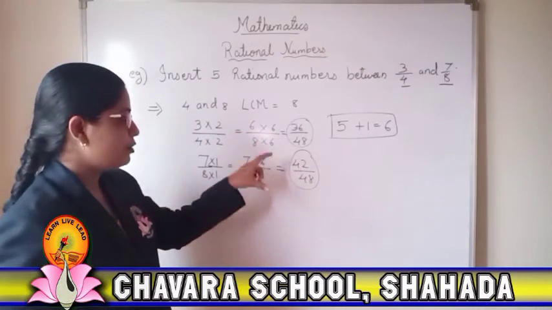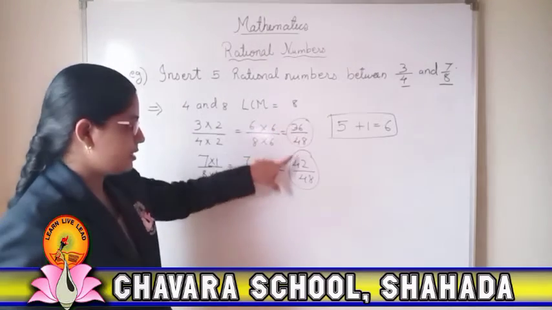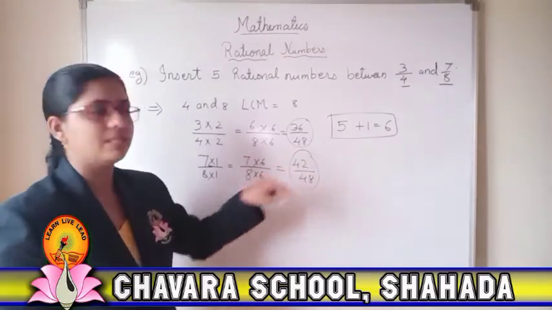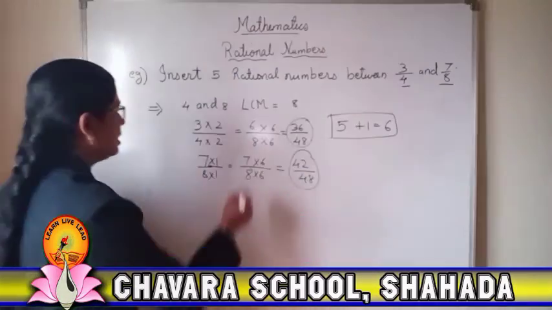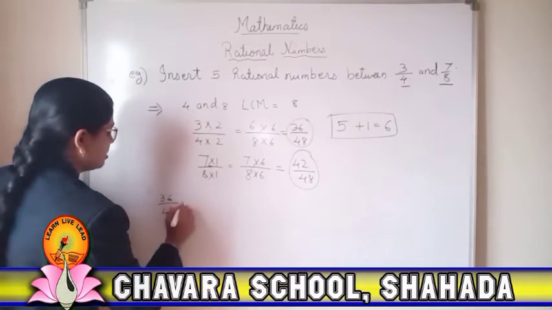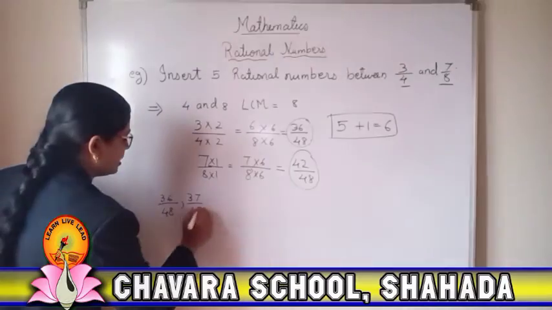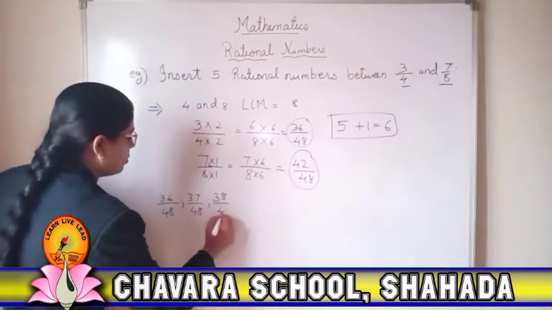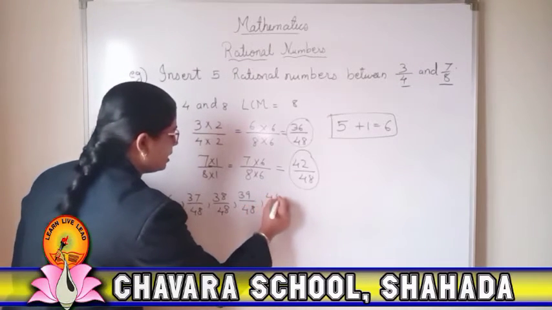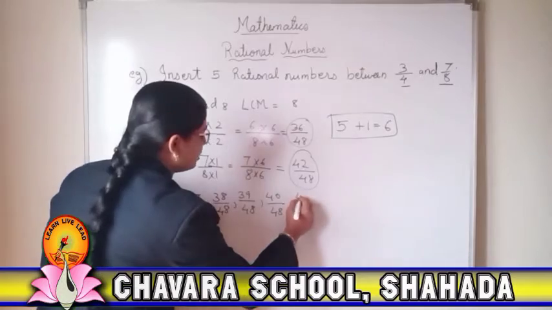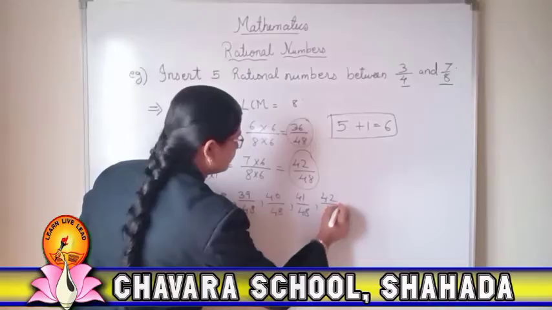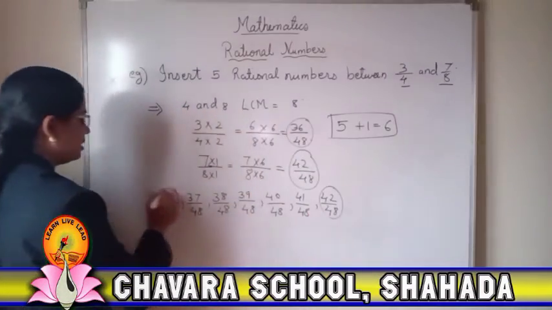Now write the numbers between 36 and 42. Whatever numbers are there, you have to write them, and the denominator will be the same for each. So write the numbers: 36/48, 37/48, 38/48, 39/48, 40/48, 41/48, 42/48. Okay, these are our targets.